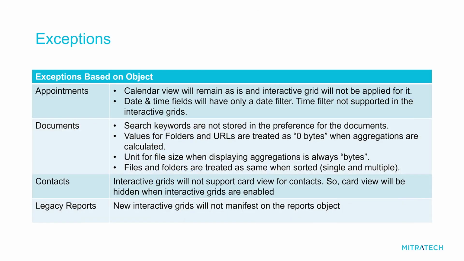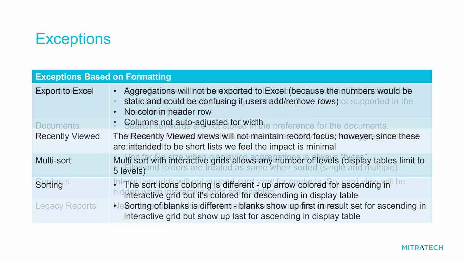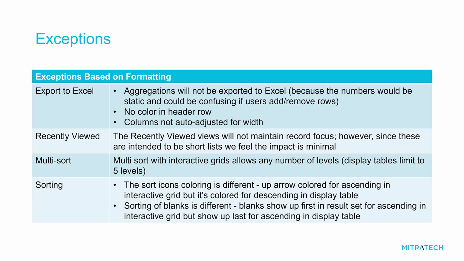There are some exceptions to our interactive grids, and you'll see those listed in the next few slides. We have some exceptions based on objects. For example, appointments and documents don't really play well with those interactive search grids. And if you're using the contact card view for contacts instead of the list view, that also doesn't play well with interactive search grids. Then we have some exceptions based on formatting.